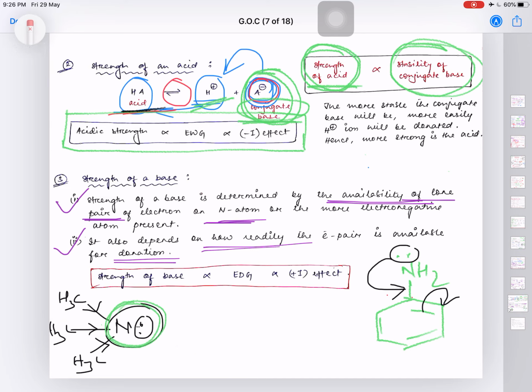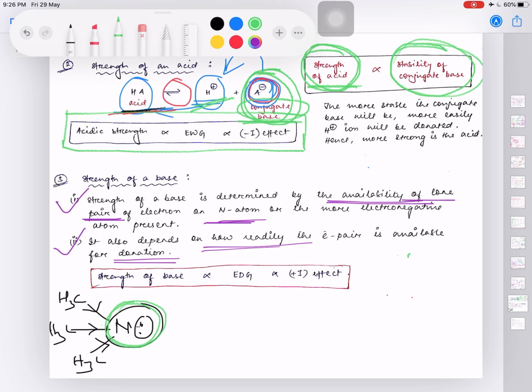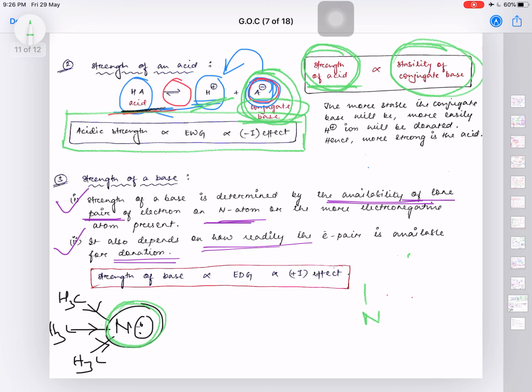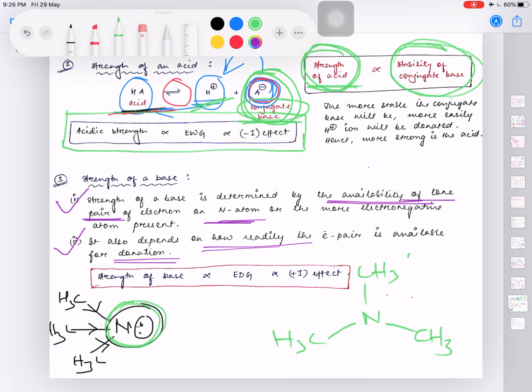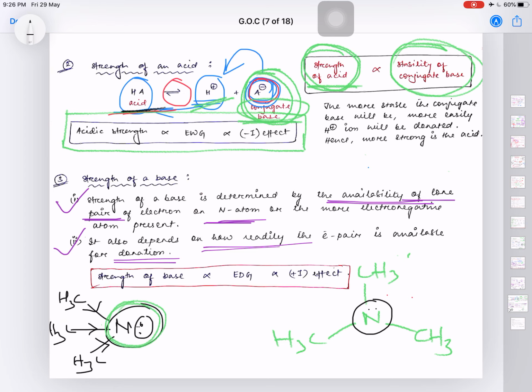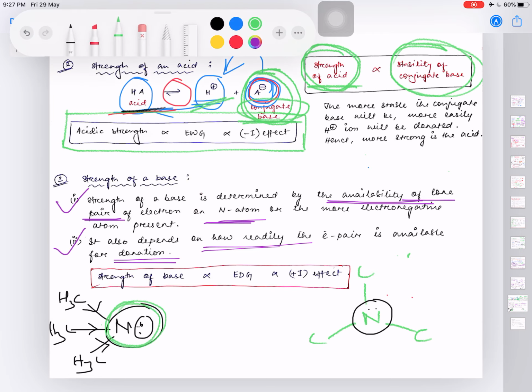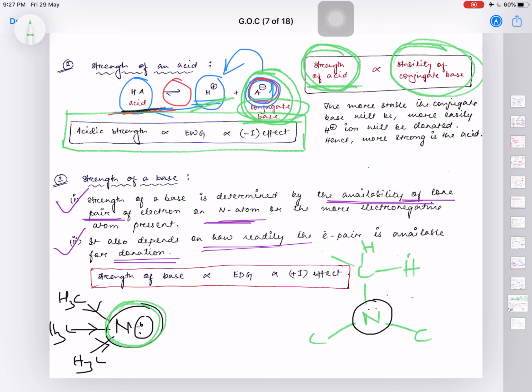Let me draw another structure. Why it is not available for donation, you just see, say this is nitrogen, this nitrogen is having three bulky groups, say CH3, CH3. Bulky groups means, you know, large groups. Okay, so like this. And it has a lone pair in it. Since these groups are bulky, these groups are like this. If you just spread the hydrogens, it will be like this. Three hydrogens will be placed like this. Hydrogen, hydrogen, hydrogen, here also hydrogen, hydrogen, hydrogen.